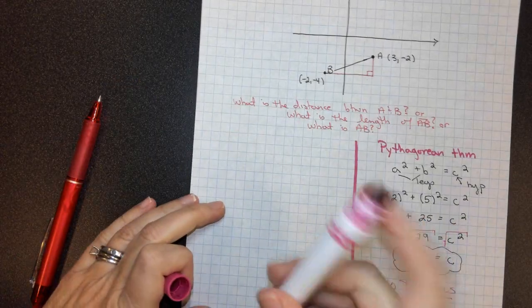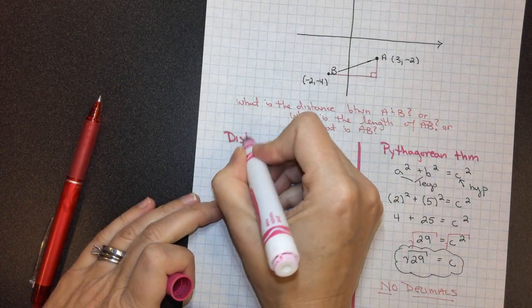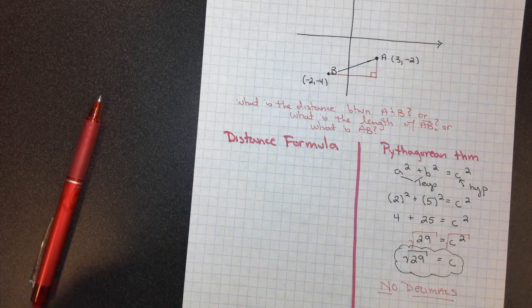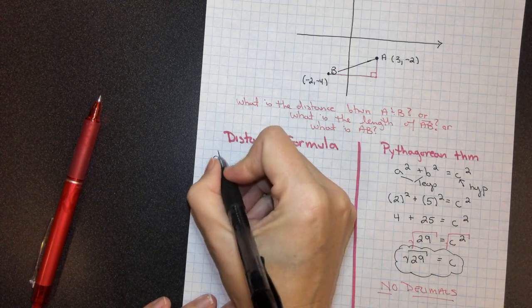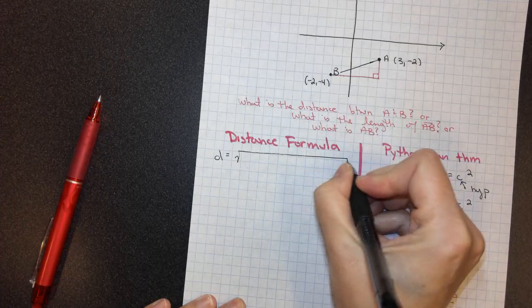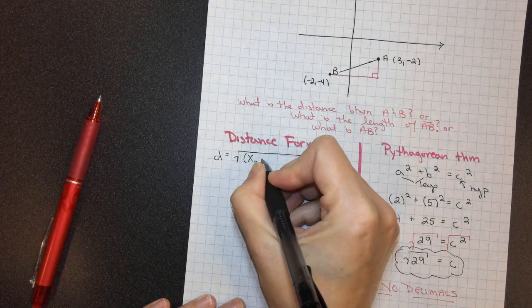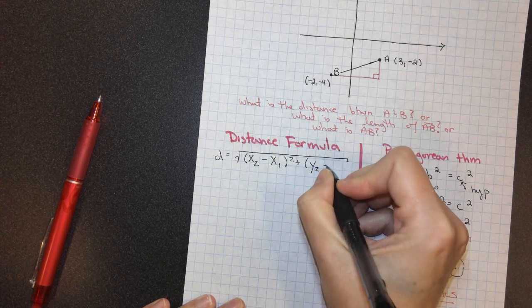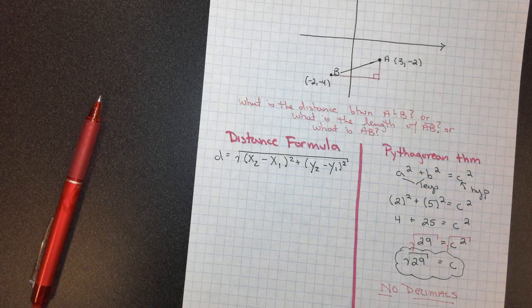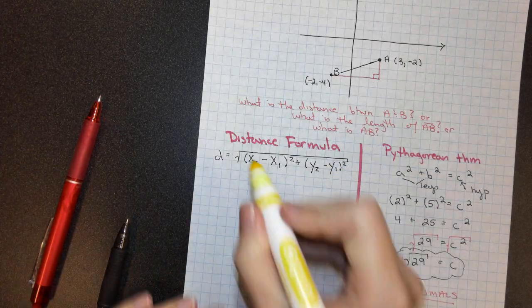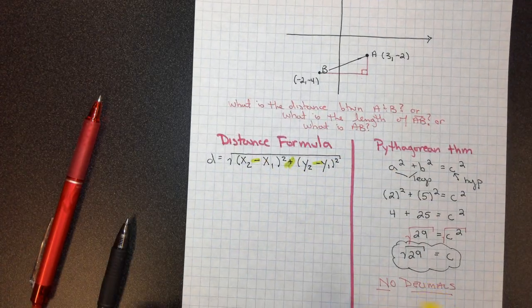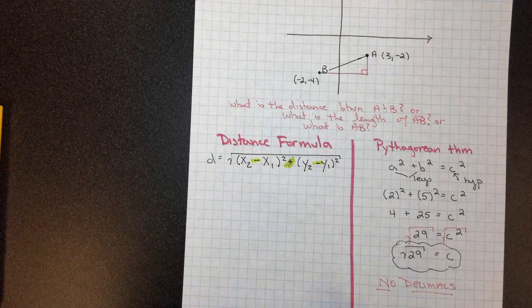Now, distance formula is going to be our other column, and our goal is to see how these two things compare. So on the distance formula, we're going to start with d for distance equals the square root of x sub 2 minus x sub 1 squared plus y sub 2 minus y sub 1 squared. Please note that these are minus signs here and here, and there is a plus here. This tends to cause some problems for students on tests. Please don't mix those up.